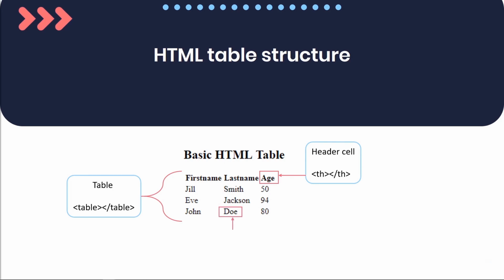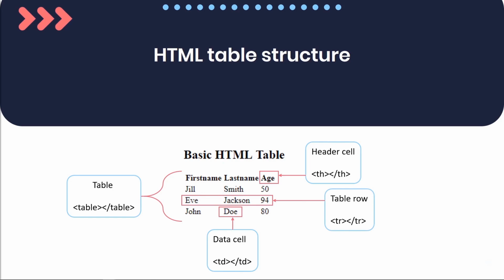Moving forward, we can then include a cell. And here we have this example of Doe, okay, which is the last name of the first name person called John, and this is considered a data cell. The TD tag is considered a data cell, much like in an Excel sheet where you have a single cell. It's essentially the same thing. And then ultimately all these data cells together make up a complete row, okay, and this is considered a table row.